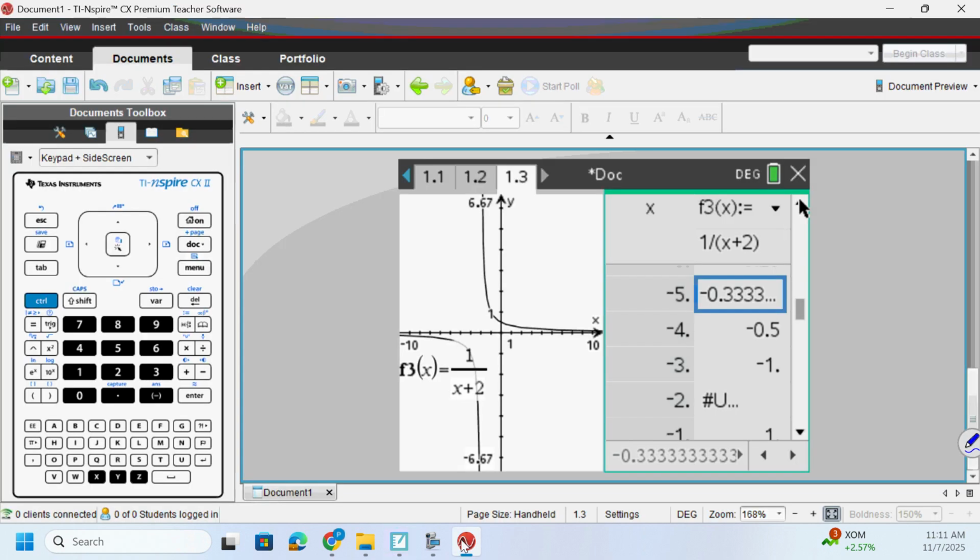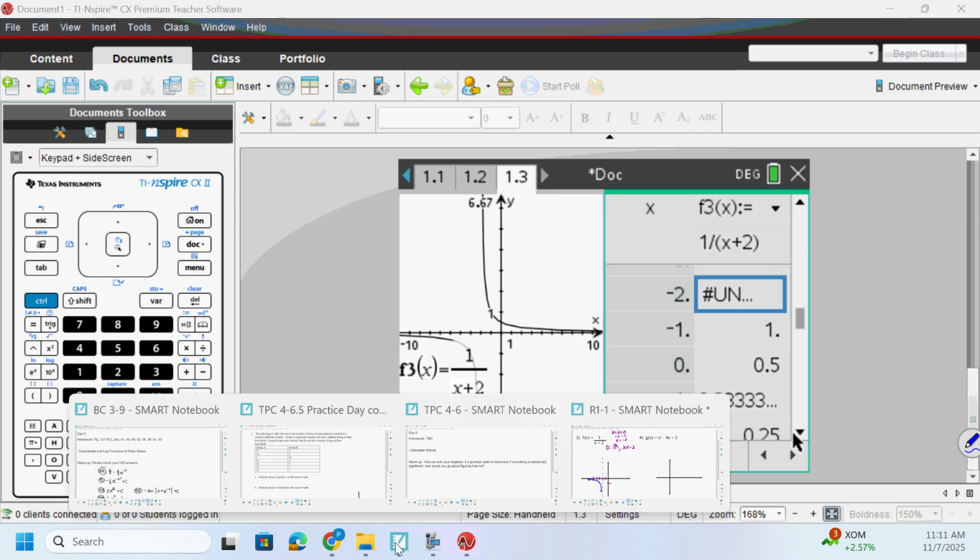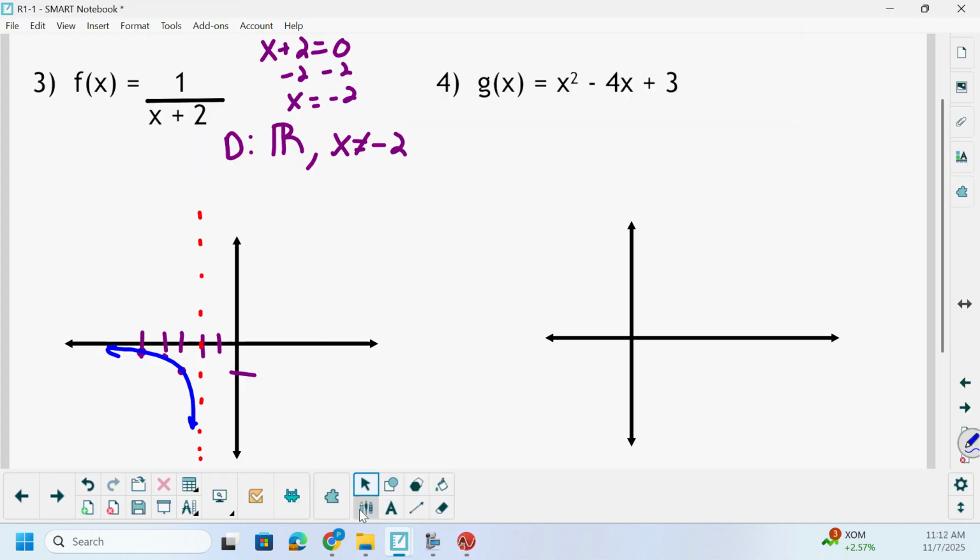If we go to the right of the asymptote, negative 1, 1, 0.5, and 1, positive 0.3. So we'll go ahead and plot those. So we've got negative 1, 1, 0.5, and 1.3. And we'll curve that in.